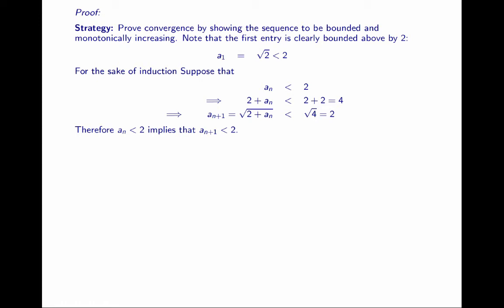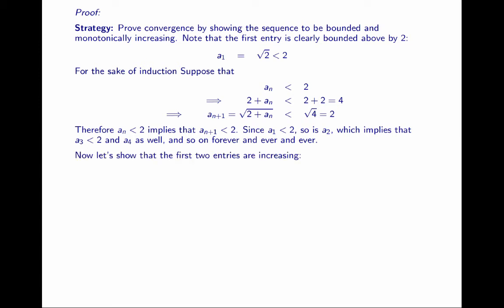Now, where do we know that a n is less than 2? Well, again, for n equals 1. Therefore, a2 is less than 2. And since a2 is less than 2, a3 is less than 2. And since a3 is less than 2, then a4 is less than 2. And since a4 is less than 2, then a5 is less than 2, and so on. I could do this all night. I could do it forever. That is, in fact, the idea behind an inductive proof.